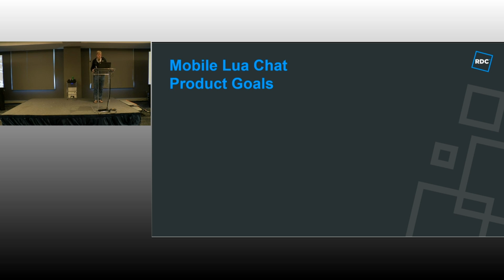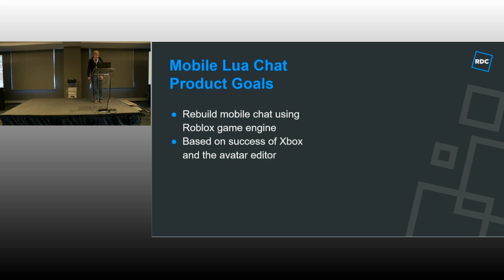From a product perspective, Lua mobile chat was a really simple goal. We wanted to rebuild our chat on iOS and Android using the game engine. Sounds crazy. It's a game engine for building mobile apps, but we figured it's a great way to flex the muscles of our UI system and fix any holes that we have in them. It's also a great way to prove that our platform is robust and can be taken seriously. We already did this with Xbox and the avatar editor on mobile, so we had a fairly high confidence that it would work pretty well.